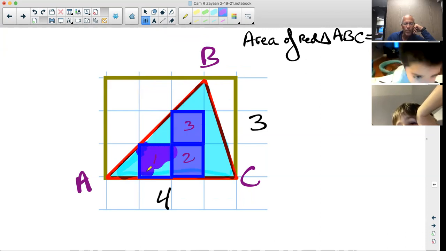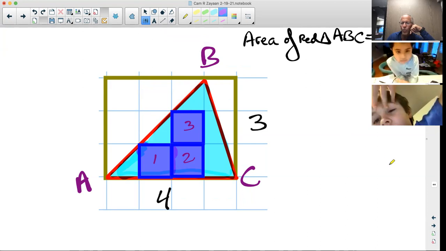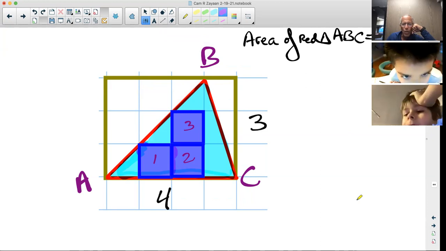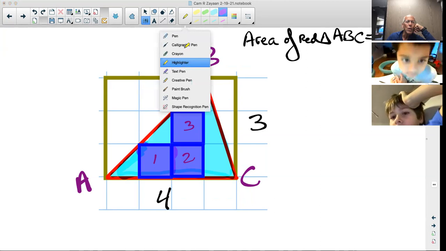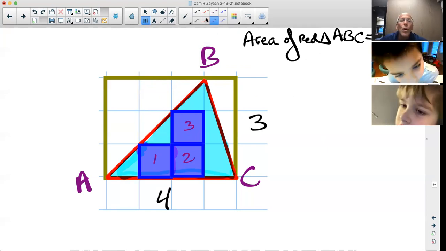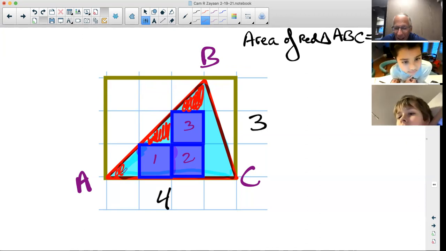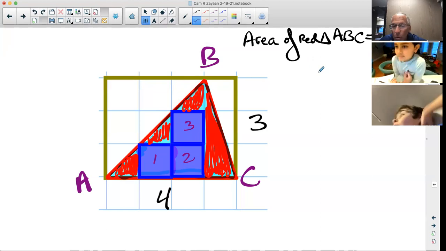Zayaan, what do you think? Zayaan, you're muted, buddy. I didn't mute myself, but no, I think it makes 6 because there's another one diagonal from the 3. 2, 3, 4, 5, 6. Yeah, so guys, these 2 half squares make up the 4th square, and then that's another half. And then these guys here, believe it or not, make up 1.5 square units. So you're right, Zayaan, and you were really close, Cam.